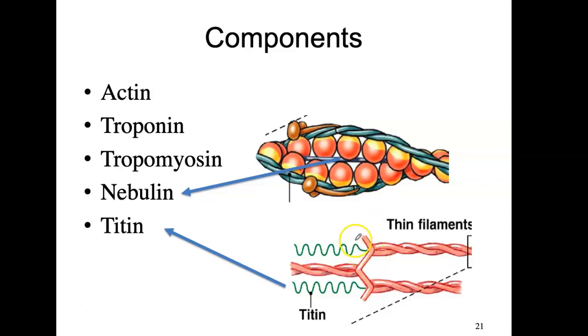So at the end of the Z line here, it's like a rubber band that attaches onto the next one, and that rubber band is called titin. So all these are going to be associated to that thin filament. You need to know all these and what they do.